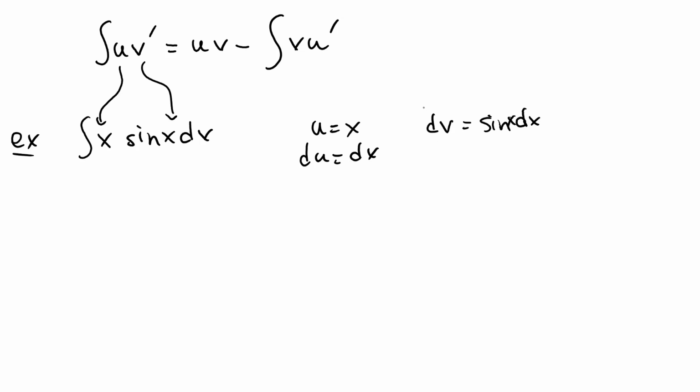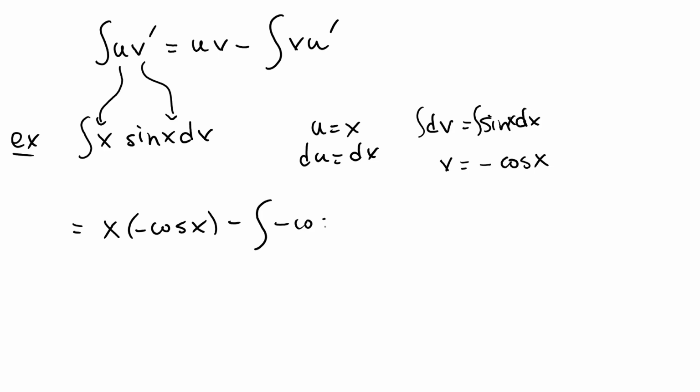We can take the integral of each side of these to find our v, and so I get negative cosine x. And then I can use this form, so I can say this is equal to the u value, which is x, times the v value, which is negative cosine of x, minus the integral of the v, which is negative cosine of x, and then the derivative of u, which is dx. And I can do some quick simplifications to this to get the final answer, plus c.